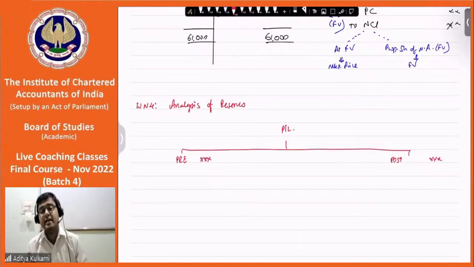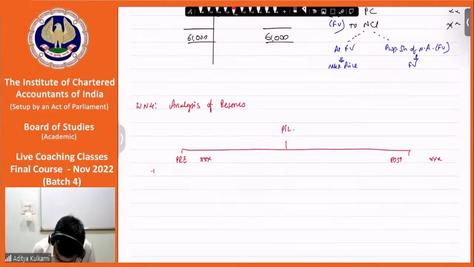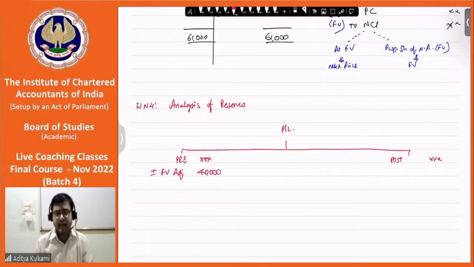To the pre-reserves, you would do the adjustment. So here you will do plus or minus fair valuation adjustment. That is, in this case, 40,000 would be added here.